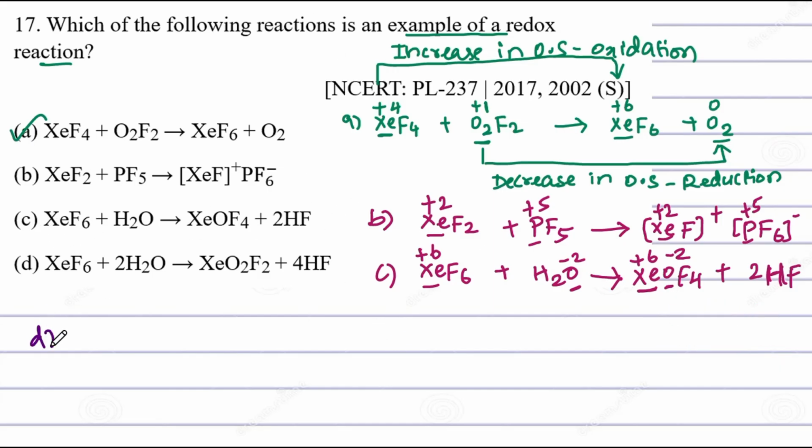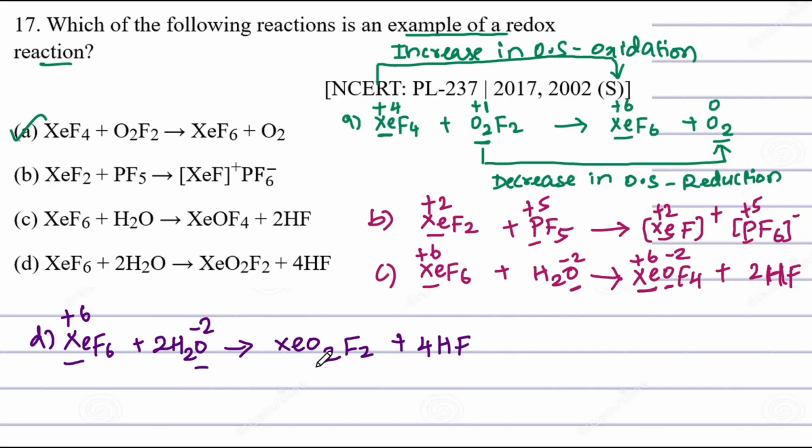Going to the fourth reaction, XeF6 plus 2H2O gives XeO2F2 plus 4HF. The oxidation state of xenon is again +6, and for oxygen it is -2. In this compound the oxidation state of oxygen is -2, so you have to find the oxidation state of xenon. So x, -2 into 2 atoms, and for fluorine -1 into 2, equal to 0. So x - 4 - 2 = 0, so the oxidation state of xenon is +6. Again the same oxidation states. So there is no change in oxidation state in options B, C, D. So the correct option is option A. It is the only example of a redox reaction.